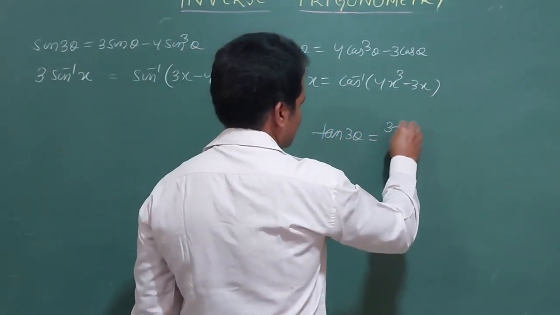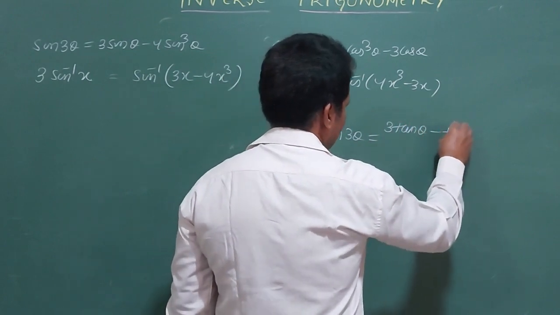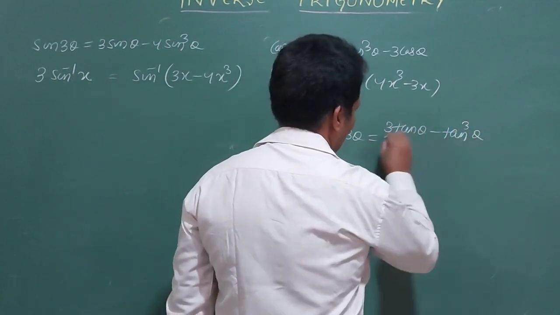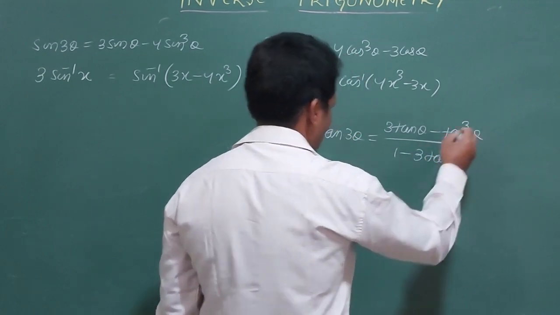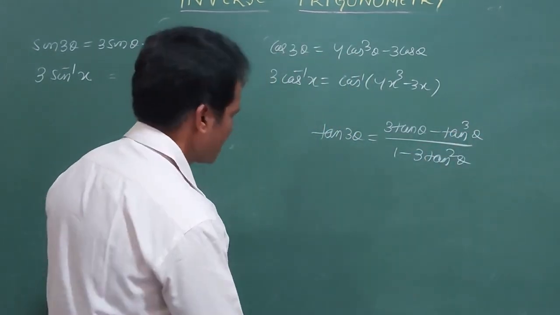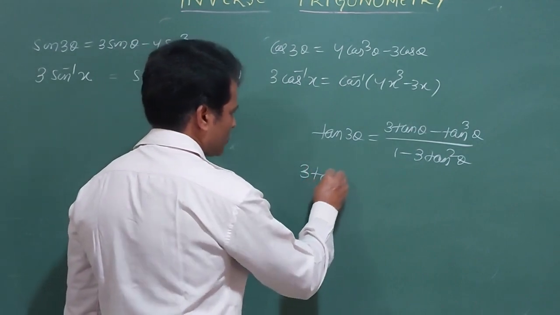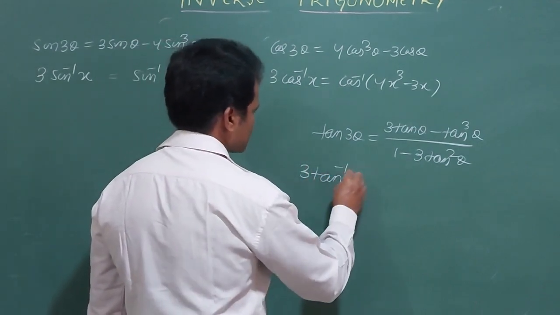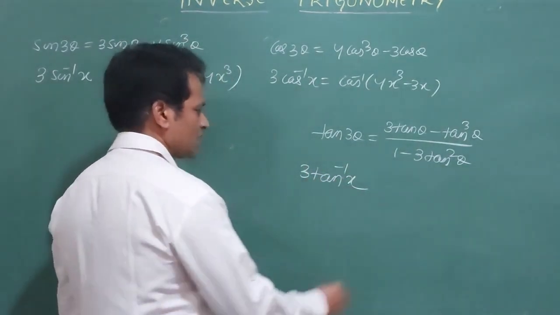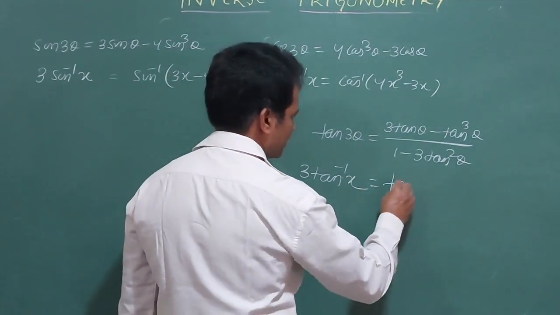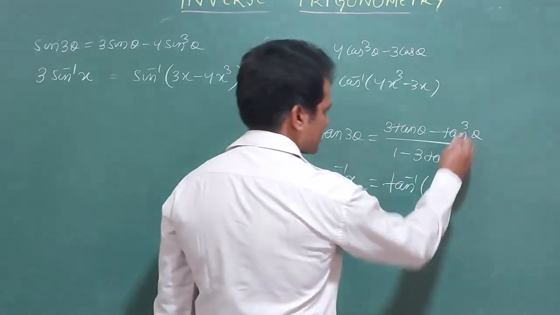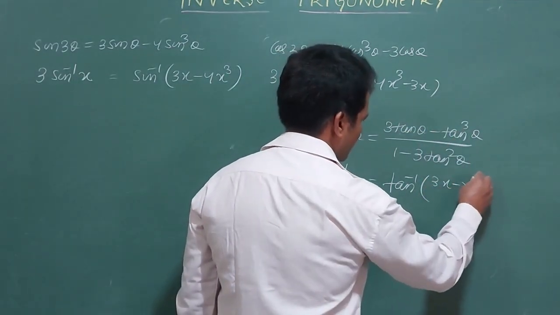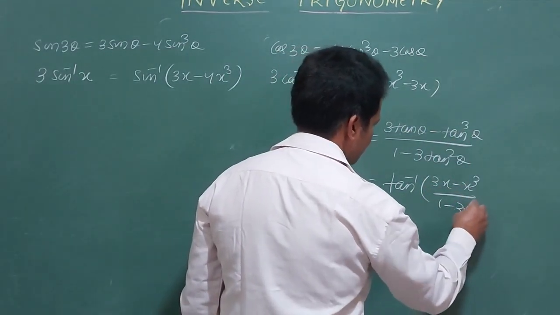Tan 3 theta is 3 tan theta minus tan cube theta by 1 minus 3 tan square theta. Now the formula you might have thought about before. 3 tan inverse x is equal to tan inverse of (3x minus x cube) by (1 minus 3x square), because I am dealing with tan inverse. That's all.